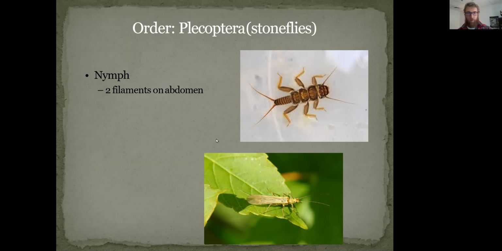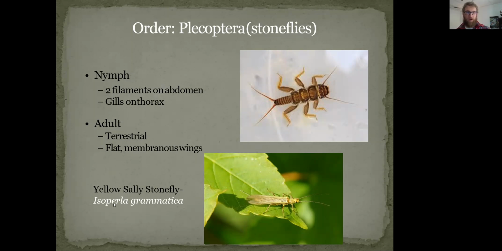Mayflies, some of them only live in high quality water, some of them just live wherever. So they're not as good as the stoneflies with that. And they also have the gills up here on the thorax, unlike the mayflies, which have them on the abdomen. So that's another way to tell them apart. Now as adults, terrestrial, they fly around. The wings look very flat on their back.